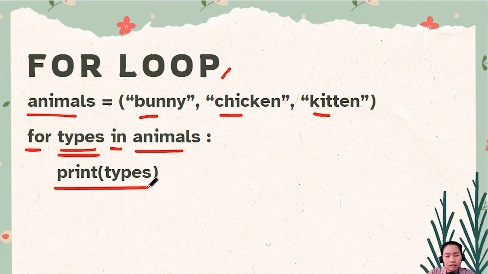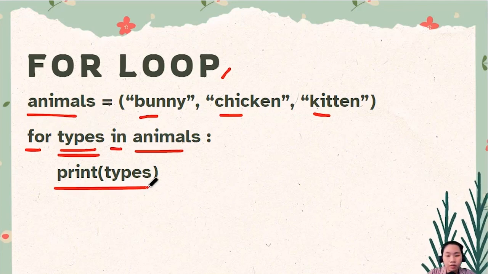So what do you think will be the result of this for loop code? Well, it's going to be bunny, chicken, and kitten.